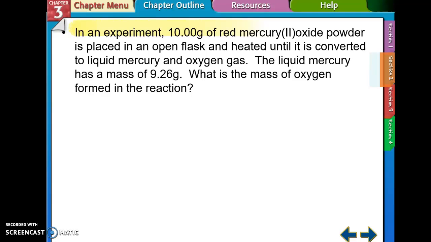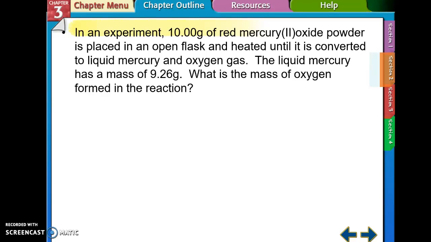So in an experiment, 10 grams of red mercury(II) oxide powder is placed in an open flask. It is heated until it is converted to liquid mercury and oxygen gas. The liquid mercury has a mass of 9.26 grams. What is the mass of oxygen formed in the reaction? Don't get nervous by all the words. Just look at it, pick out what you need.